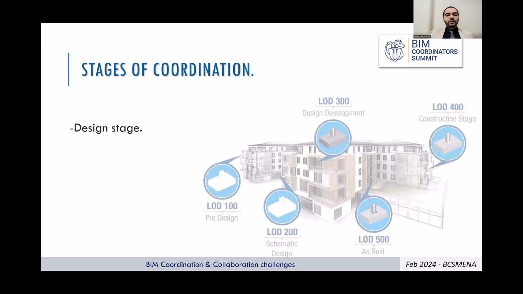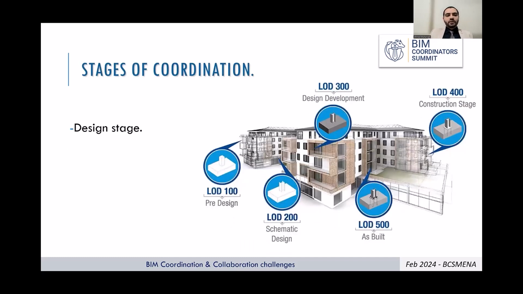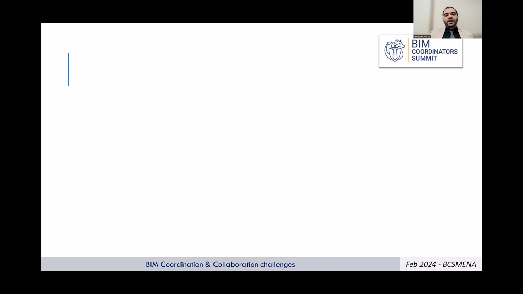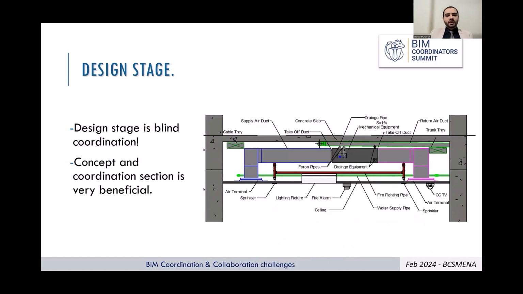Also, staging of coordination is very important. Coordination does not start in construction models. It has to start from the design stage. In the design stage, coordination is like working blind. There is not enough information about the equipment, and not enough information about some technical issues that might be faced in the construction stage. So the concept of coordination is very important.